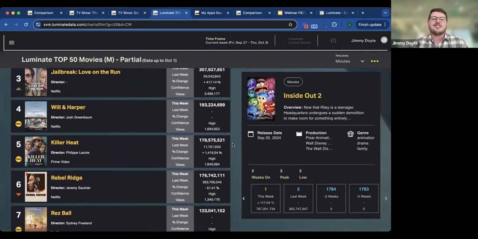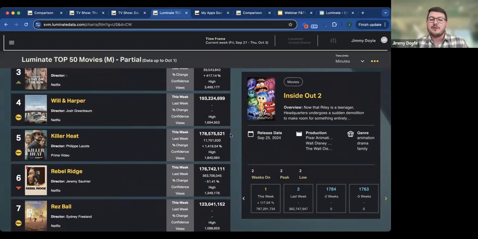What we'll see when we actually get into the full film chart, we're going to chart the top 50. We've got data on a lot more than that. And we'll see the minutes watched for the week in question. We'll see the minutes watched for the previous week, the percent change around that viewership, our confidence in it. Our confidence will be high for everything in the top 50.